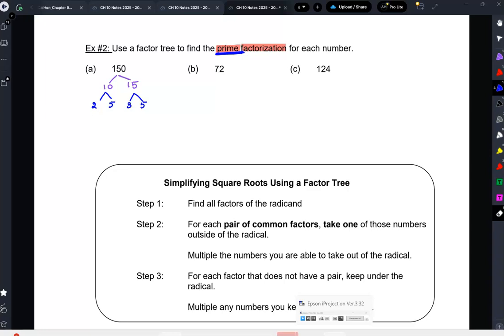So now, what is the prime factorization? It's the last numbers in each branch. So do you see how we call this a factor tree? Why? Because it's like an upside down tree. This is like the root, and then these are the branches. The last leaves on each of the branches are its prime factorization. So I say 150 is equal to, and now I want to write them in increasing order. 2 times 3 times 5 times 5.